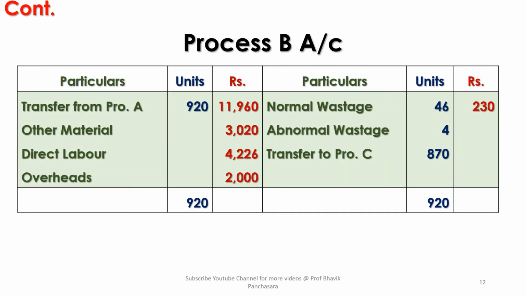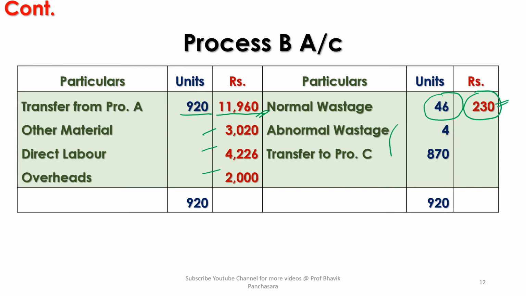Okay friends, now we will put the values in this process B account. So here for transfer from process A for 920 units, we will put the same value that we have shown in process A, 11,960. After that we will put the values as given in the question for other material, direct labor and overheads. Whereas on the credit side, for the units of normal wastage, the selling price given in the question is 5 rupees per unit. So 46 units into rupees 5. So here we will receive 230 rupees.